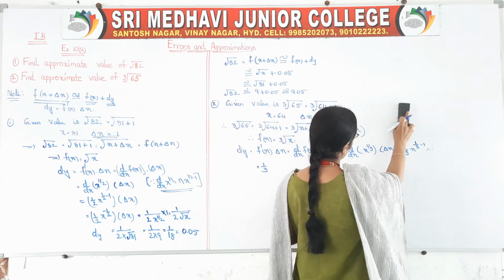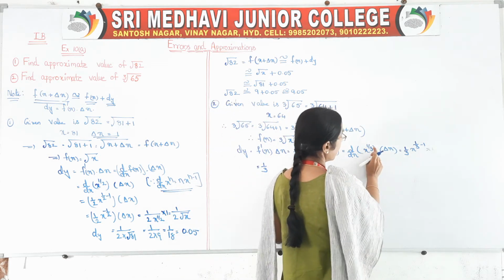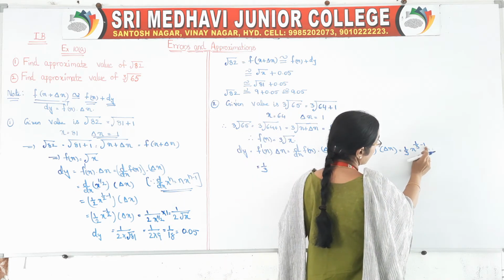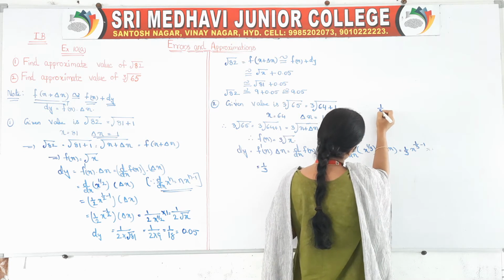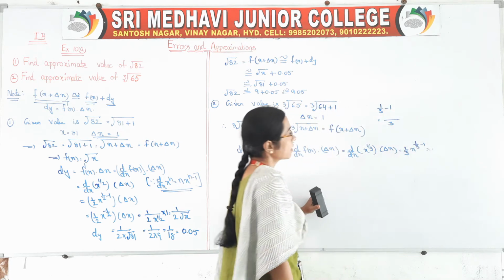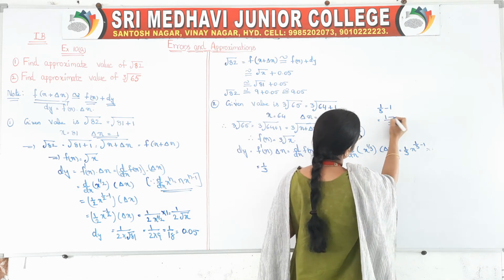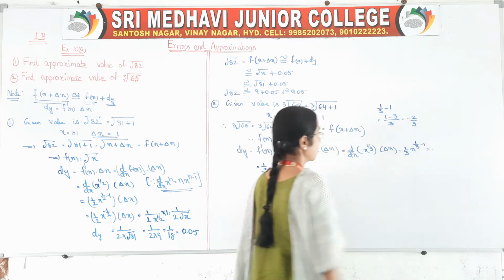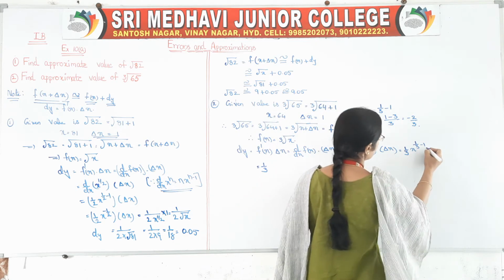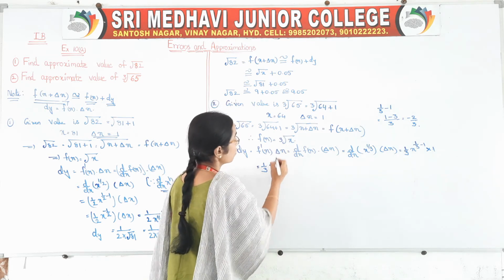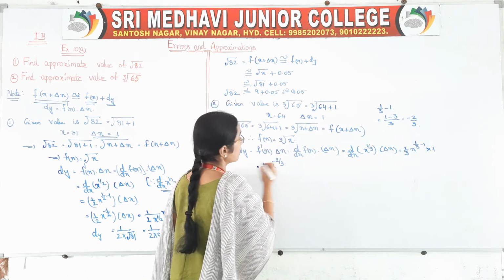See how we have taken n into x to the power of n minus 1. N is 1 by 3, not 1. So we have x to the power of n, n is 1 by 3, n into x to the power of n minus 1. So it is 1 by 3 minus 1. Taking the LCM as 3, it is 1 minus 3, that is minus 2 by 3. Okay. So we can write that as x to the power of minus 2 by 3.